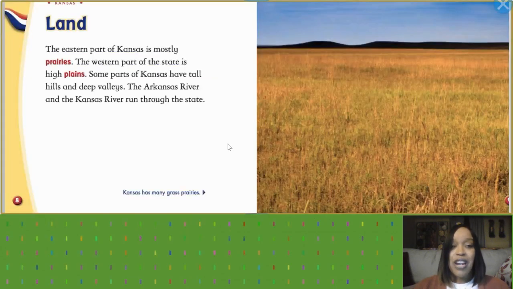Land. The eastern part of Kansas is mostly prairies. The western part of the state is high plains. Some parts of Kansas have tall hills and deep valleys. The Arkansas River and the Kansas River run through the state. Kansas has many grass prairies.